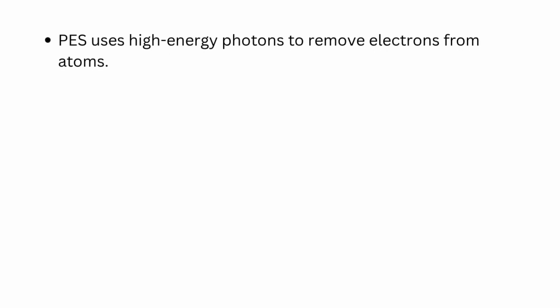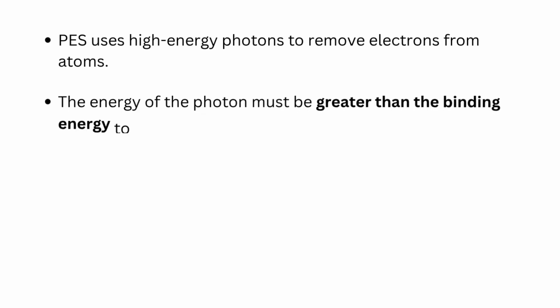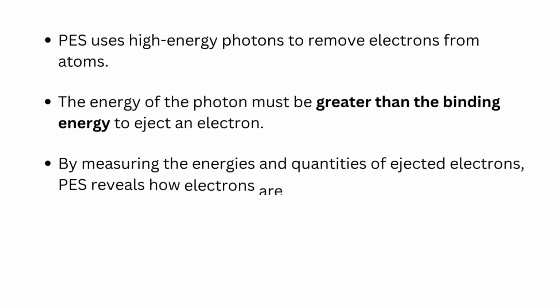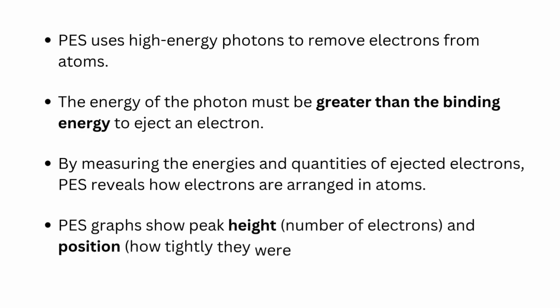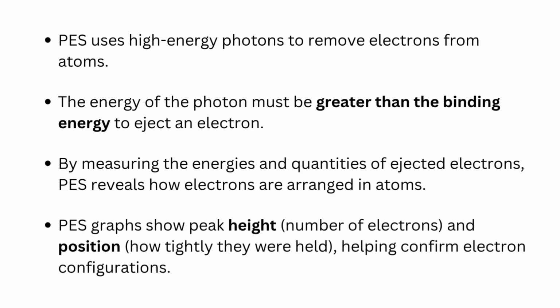Summary: PES uses high energy photons to remove electrons from atoms. The energy of the photon must be greater than the binding energy to eject an electron. By measuring the energies and the quantities of ejected electrons, PES reveals how electrons are arranged in atoms. PES graphs show peak height, the number of electrons, and position, how tightly they are held, helping confirm electron configurations.